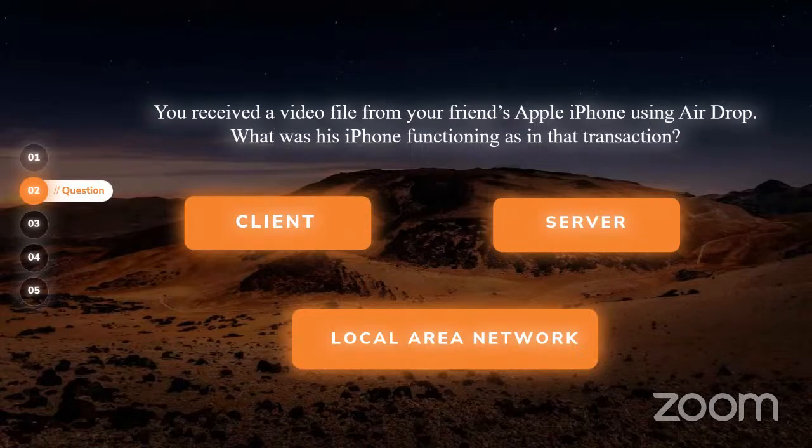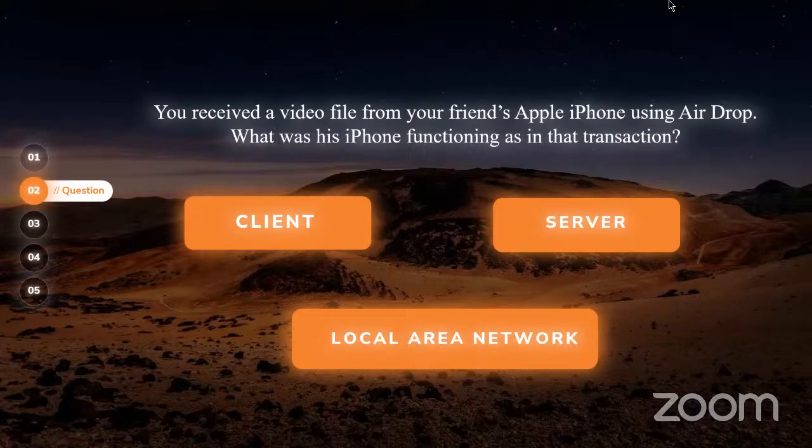AirDrop is used for near-to-near sharing. Both phones should be near each other, so it will come under local area. What I told you at the start of the session is that a network need not be separated by large distances. It can be as simple as Bluetooth also. So then it holds true.